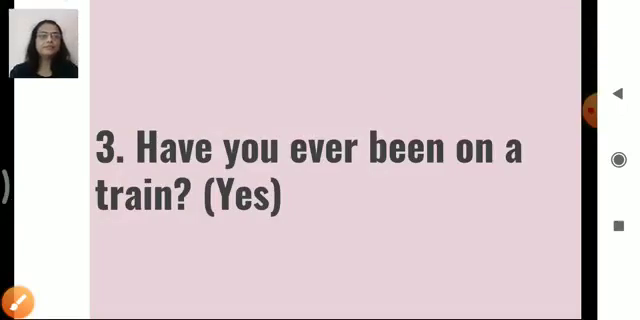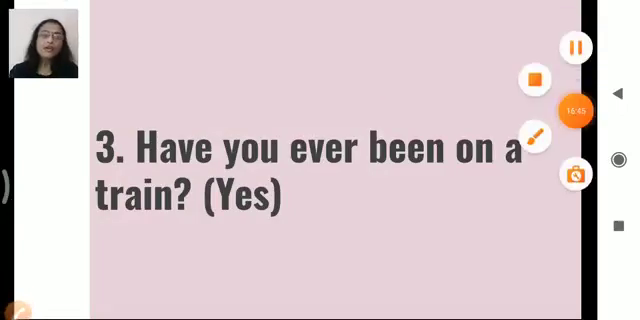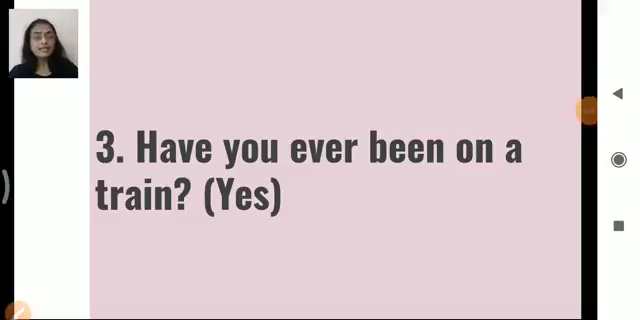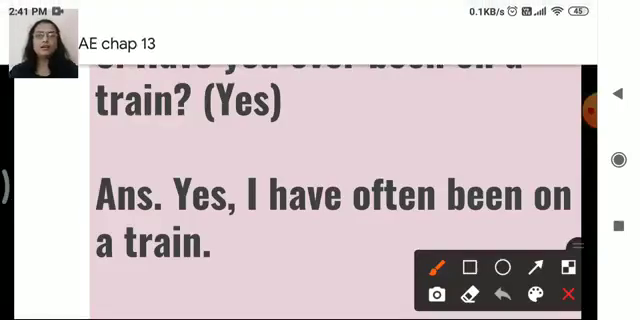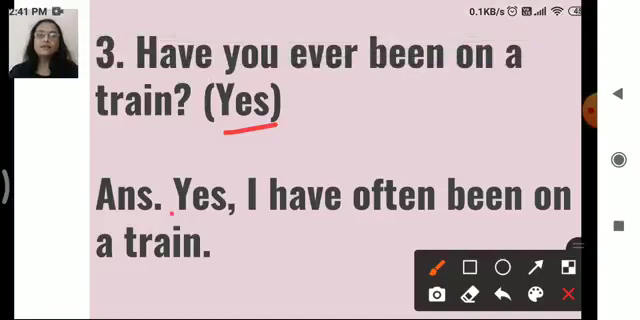Third one. Have you ever been on a train? Yes. So what you are going to use here in the answer? Yes, right? So it will be, "Yes, I have often been on a train." So we have used this yes which is given here, and then we have put a comma there. Even if you have not been on a train, you have to write yes only here. Why? Because it is mentioned in the bracket, and that only you have to use. You cannot use no here. Followed?